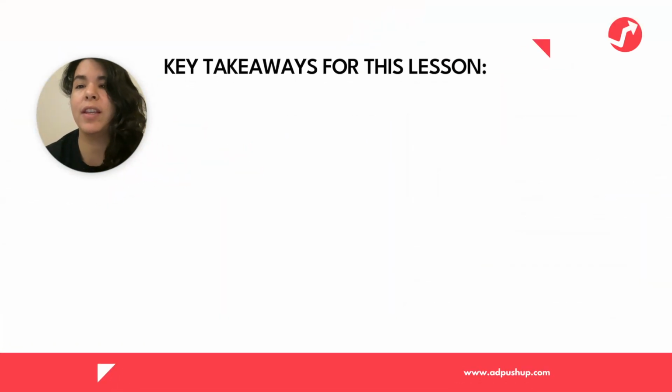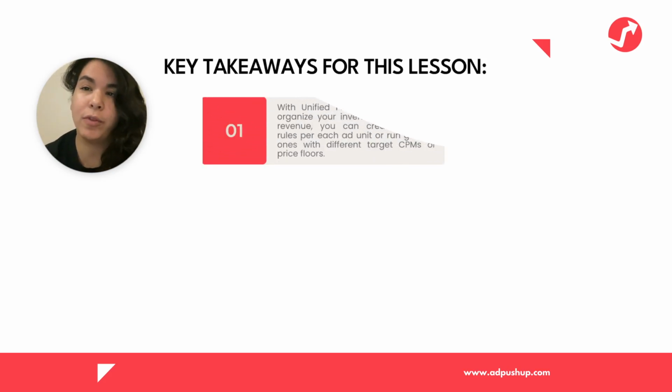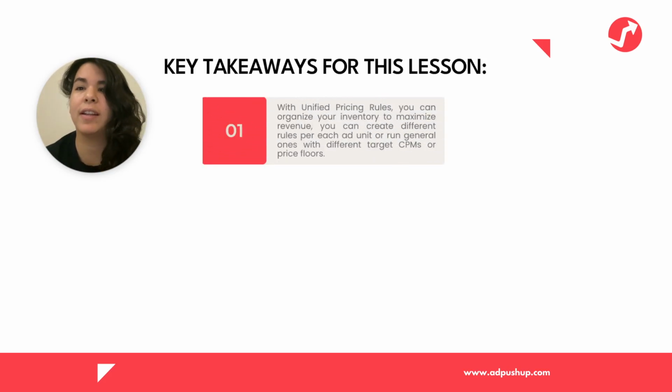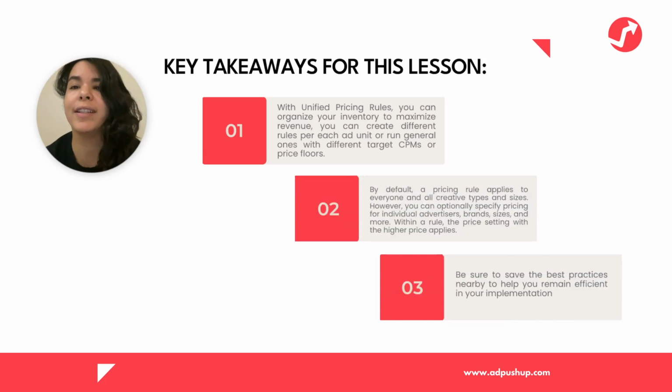We've reached the end of our lesson. We learned a few things about unified pricing rules and price floors. With unified pricing rules, you can organize your inventory to maximize your revenue. Remember, you have two different price strategies to apply: price floors and also target CPM. We saw some best practices that you can apply, and try to always experiment and analyze the rules after working them out so you can be successful in monetizing your inventory.